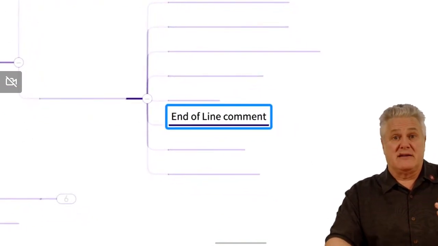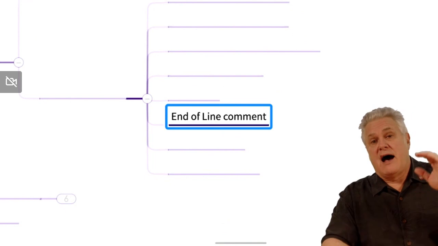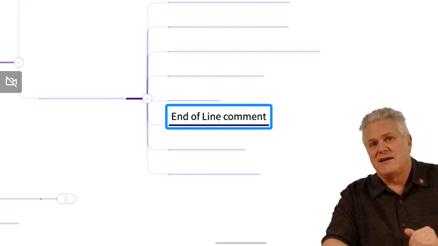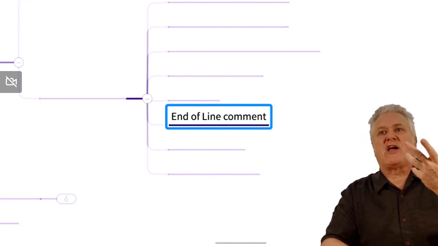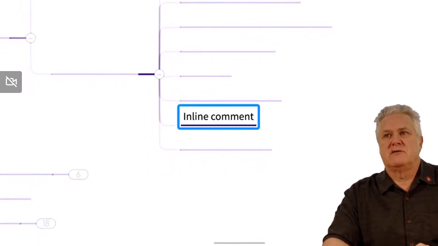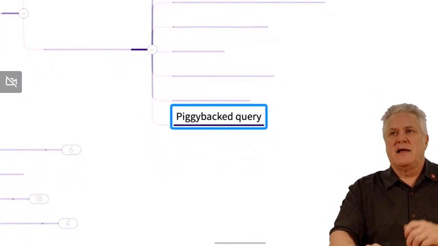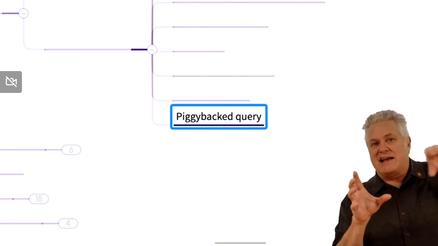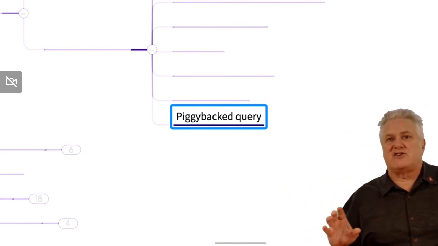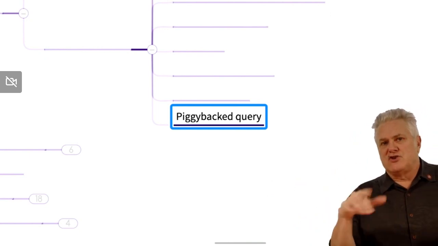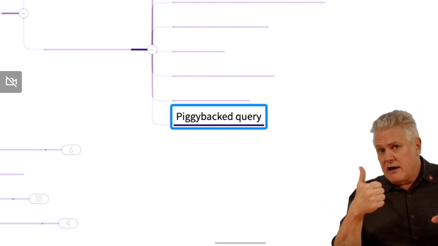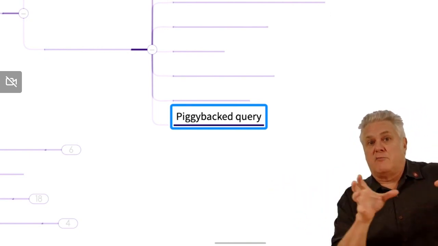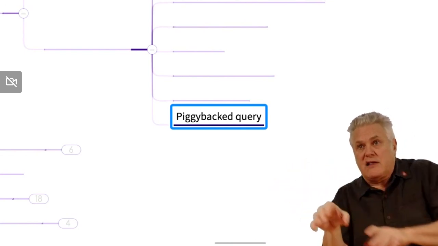End of line comment is exactly what it says: I go ahead and I truncate at the end, and that makes the database bark and cough up something that it shouldn't. Inline comment, and then piggyback queries. This is a valid query that's coming in, and I say, add this thing to it and give me this other data that I shouldn't have. Give me all the list of usernames, valid for me to have, and their social security numbers, invalid for me to have, and I bolt that on and I carry that through.